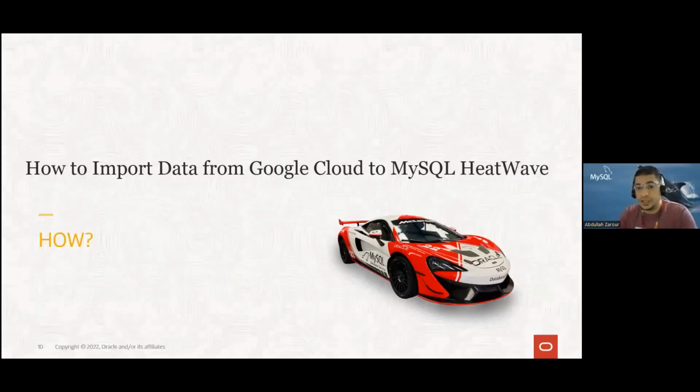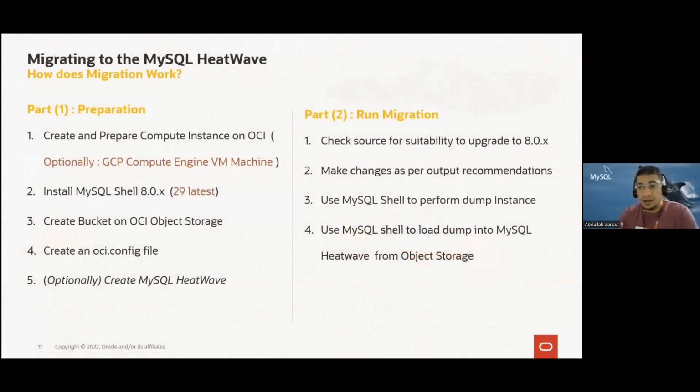Now, how to onboard the data? There are two ways to onboard the data. The first is to prepare your setup. You create a machine. This machine can be either in Google Cloud or in OCI. I usually use the OCI because we offer a free compute service. You can use it just to do the migration for you.